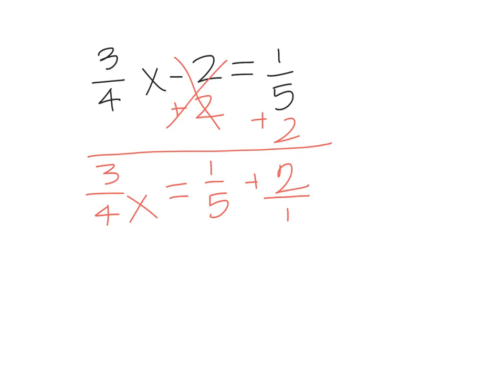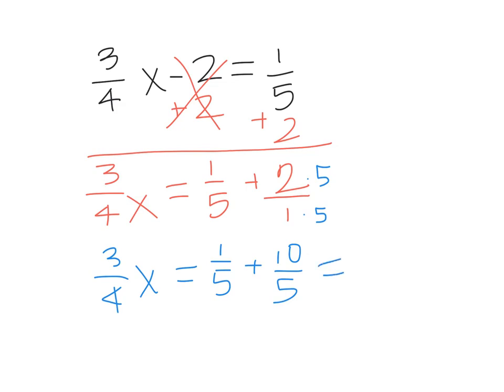Since I have a 5 here and a 1 here, it's going to be easy to make that 1 turn into a 5 by multiplying everything by 5. So if I multiply the 2 by 5 and the denominator of 1 by 5, I really end up with 3/4 x equals 1/5 plus 10/5. And so now I can simplify that and say that 3/4 x is equal to 11/5. Okay, so that helps simplify the right side, but now I have to get x by itself still.